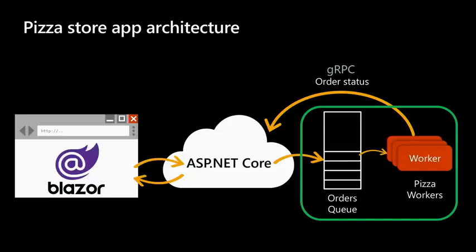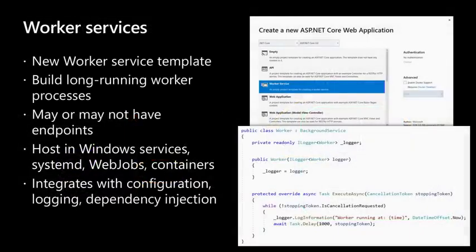OK, we've talked about the front end enough now. Let's go to the back end. What about those worker services? How are we going to get the pizza orders off of the queue and do something with them? What's the model that we should use for doing that? Do we use ASP.NET Core? Do we just write a console app? What do we do? Well, we have this new worker service template in .NET Core 3.